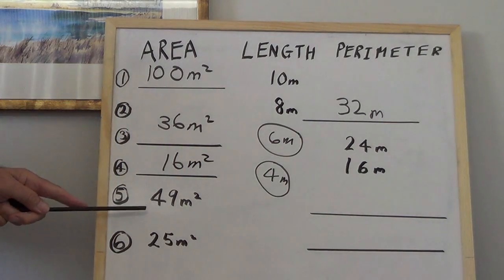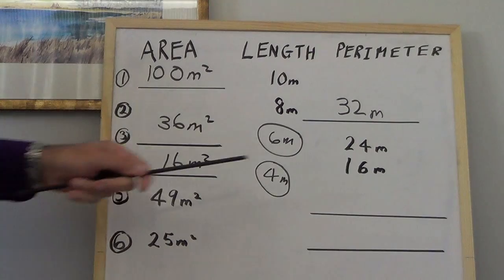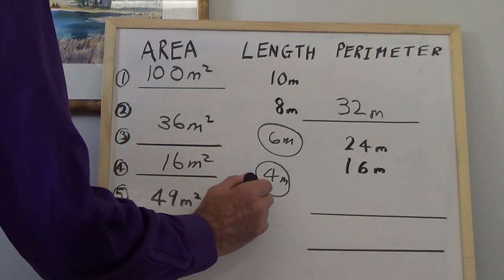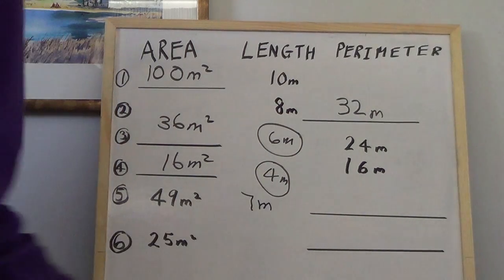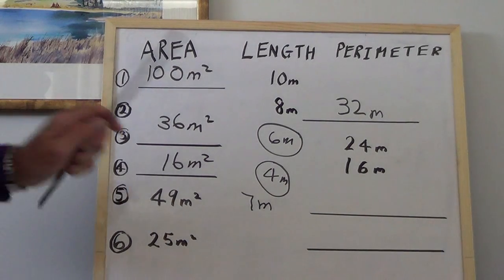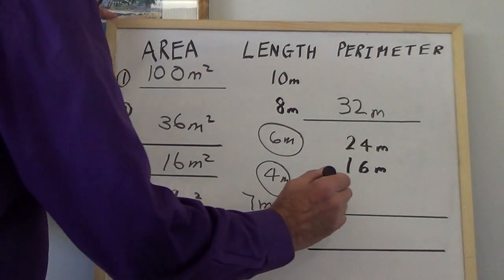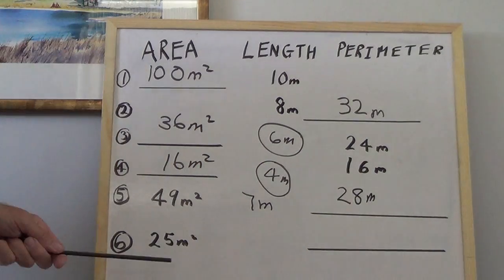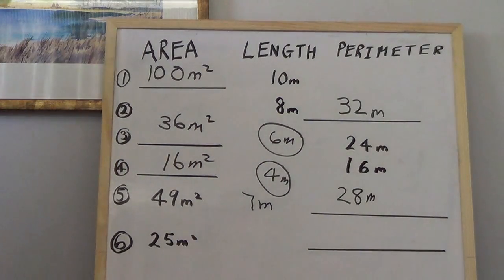Okay, now we're going to go backwards. We've got the area, we want to find the perimeter. Do the intermediate step. What's the square root of 49? Going to be 7. So the length's going to be 7 metres. Because 7 metres times 7 metres is 49 metres squared. Then you multiply that by 4. That's 28 metres.